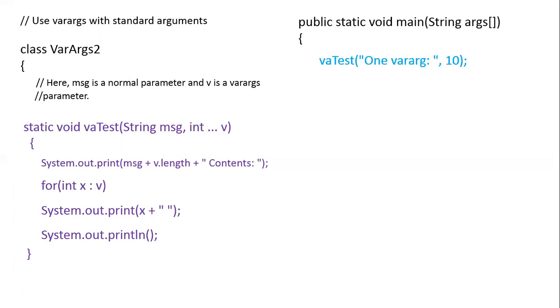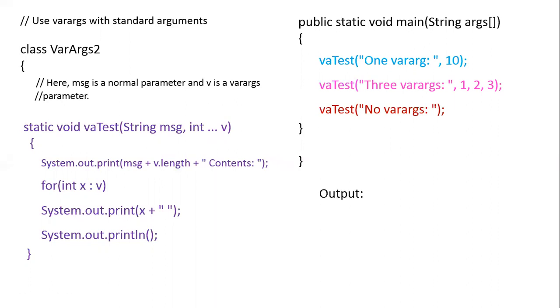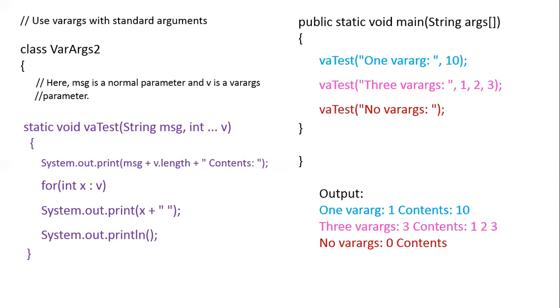And in the main method here, the first time when I'm calling this method, I'm passing one string parameter and one integer parameter for this variable length argument. Second time, one string parameter and three integer parameters for this variable length argument. And third time, I'm passing only one string parameter and no parameter for this variable length argument. And this is going to be the output. So it is possible to use this variable length argument with standard arguments.